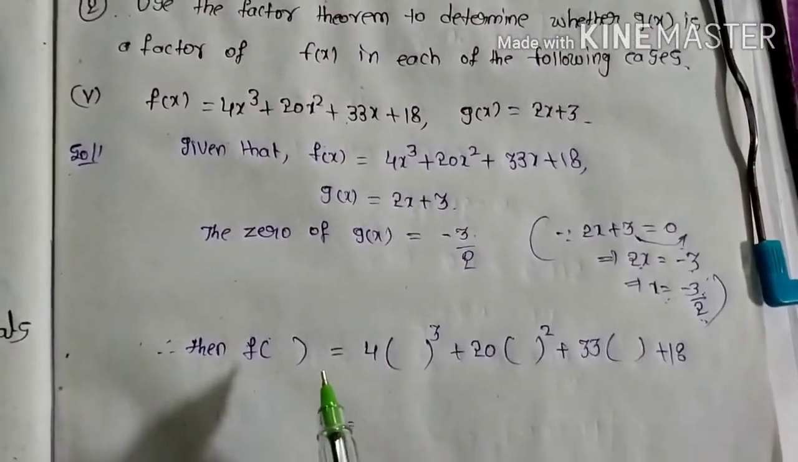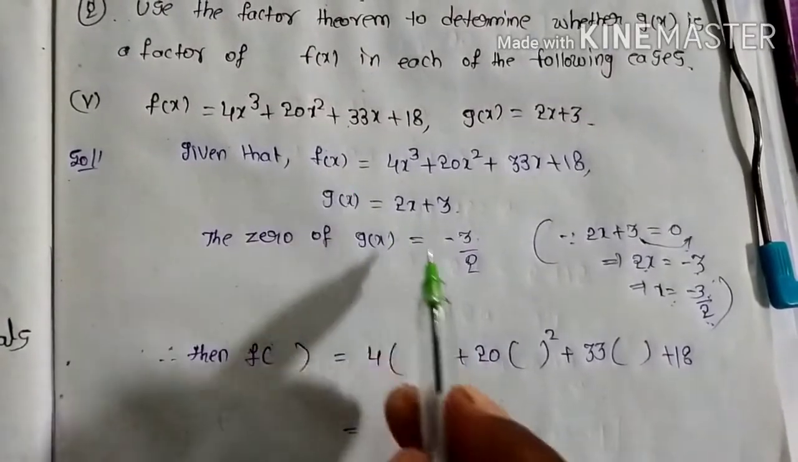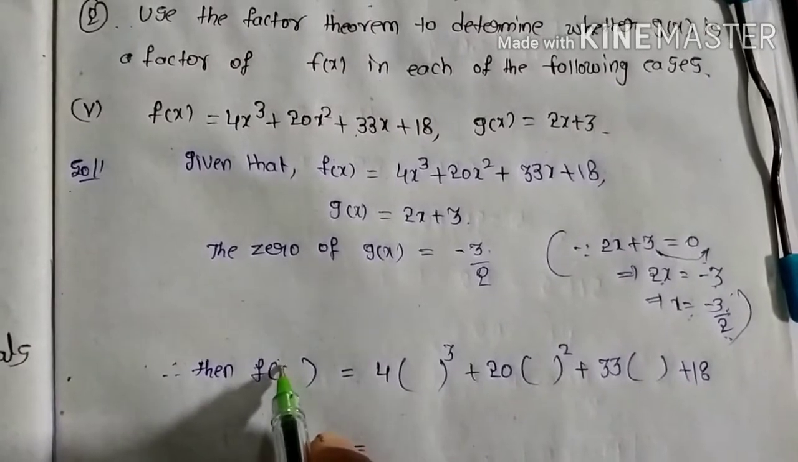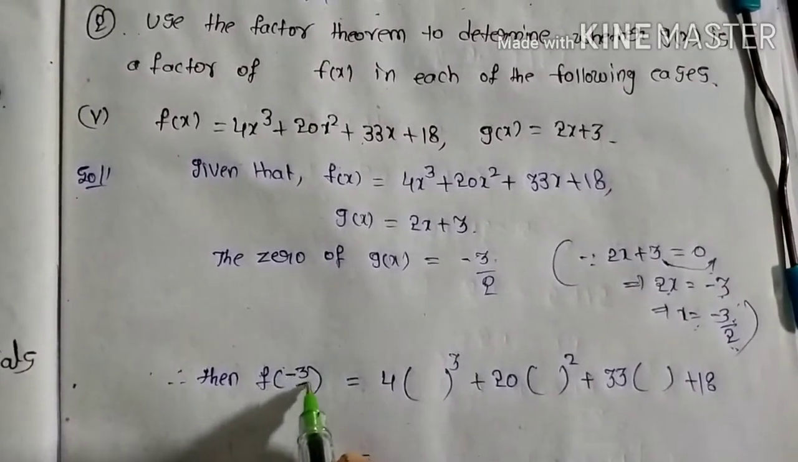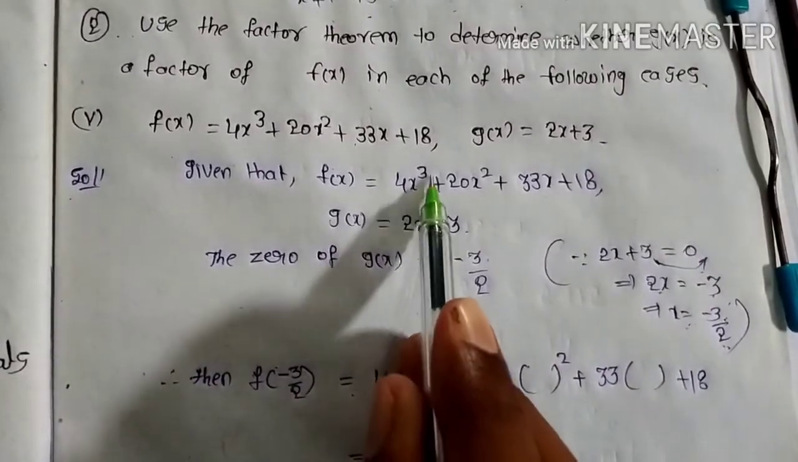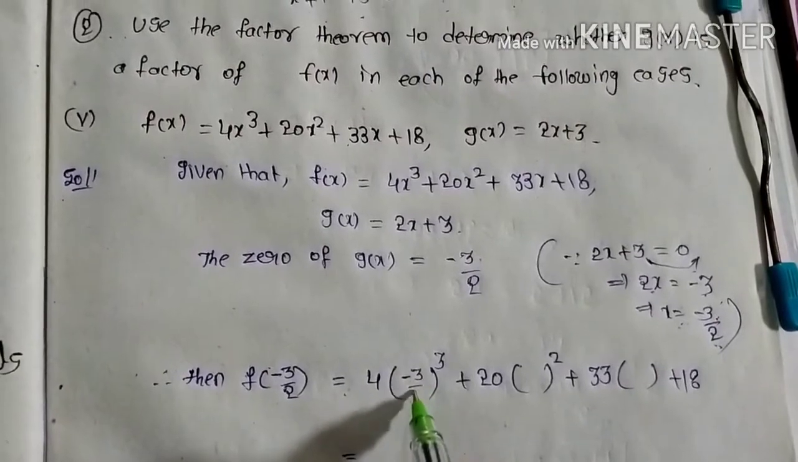How can you find the remainder? You know that you can substitute wherever x is available. You can just write here minus 3 by 2. That means I am writing here f of minus 3 by 2. F of minus 3 by 2 is equal to, you can see here, 4 into x cube. 4 into x cube means the x value is minus 3 by 2.